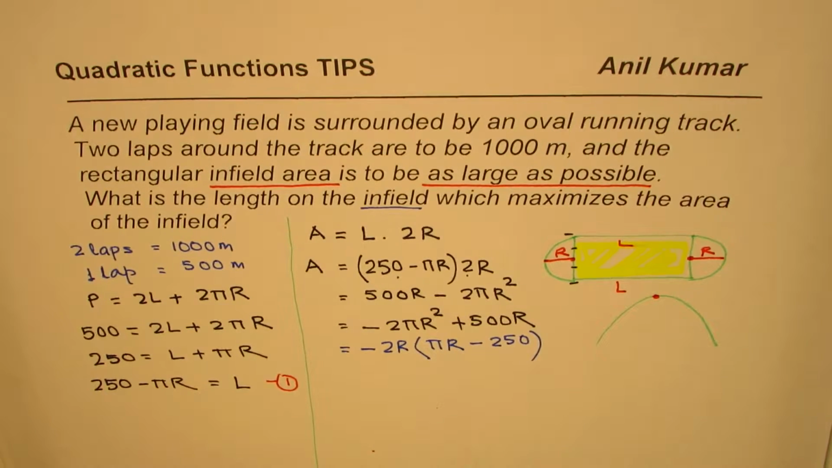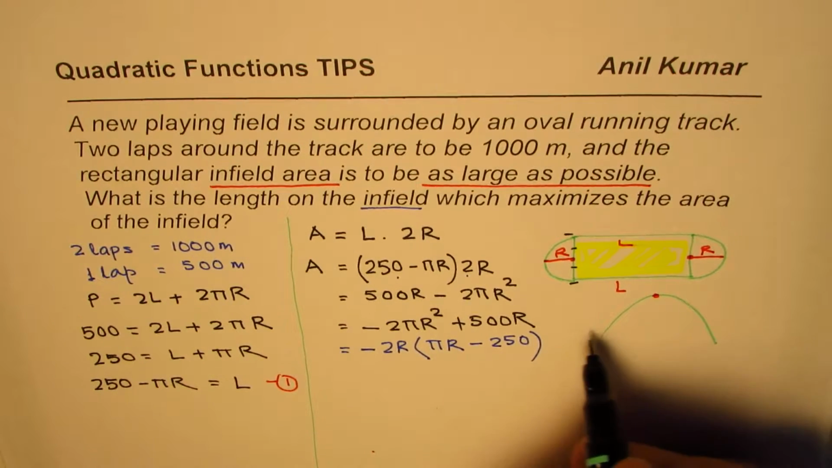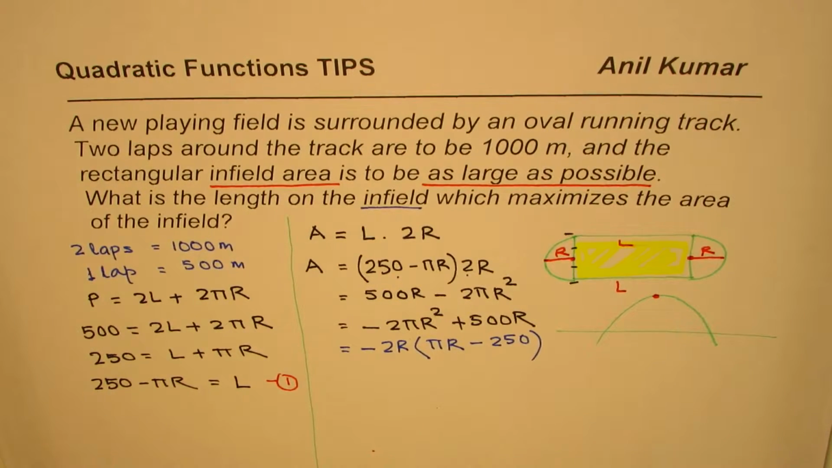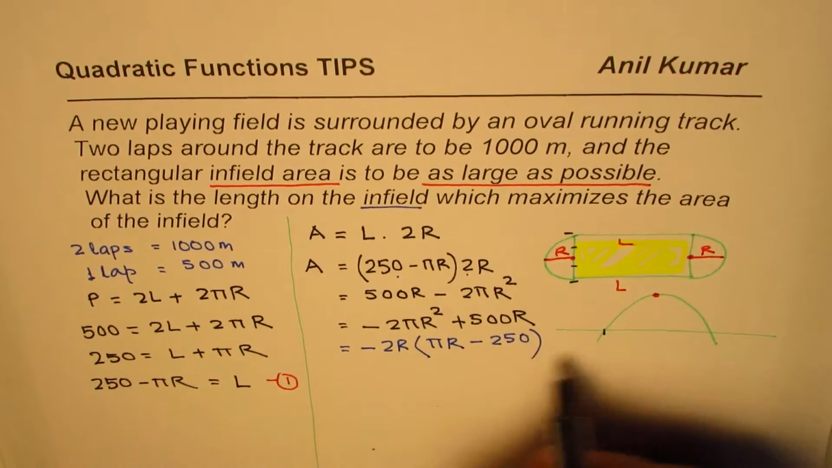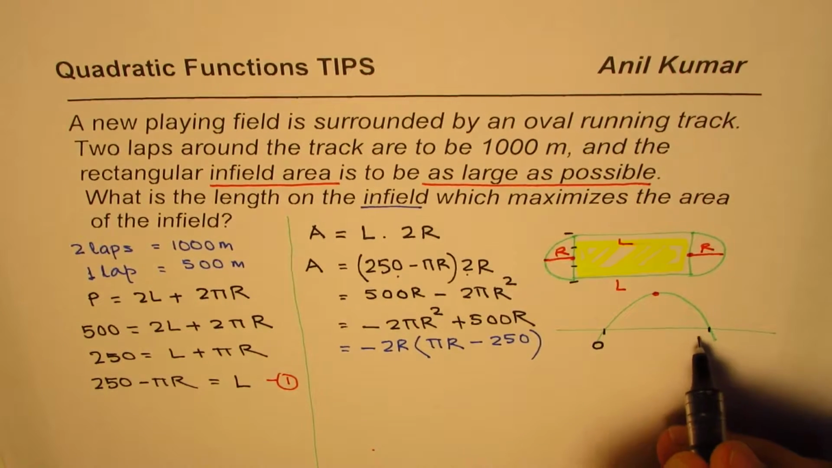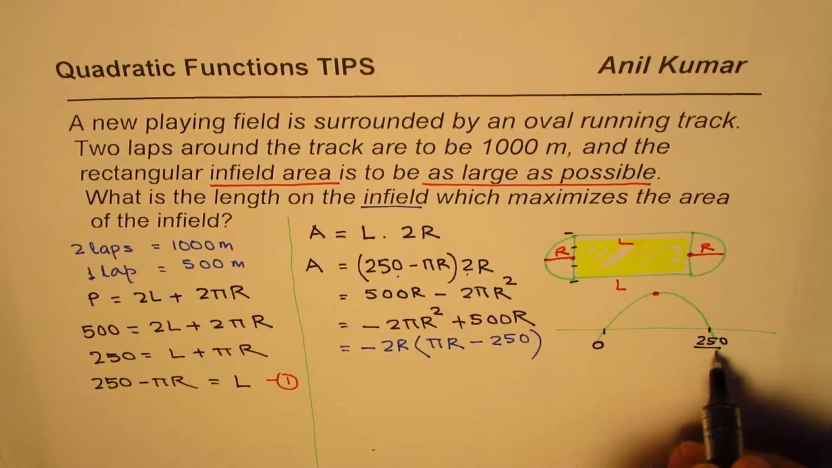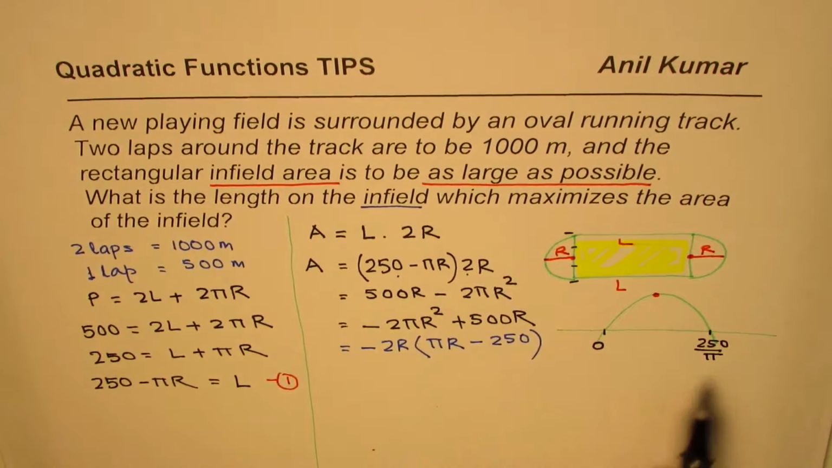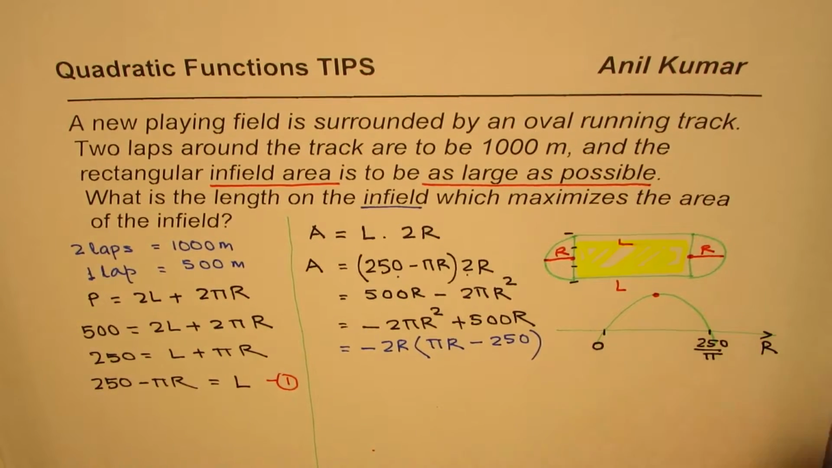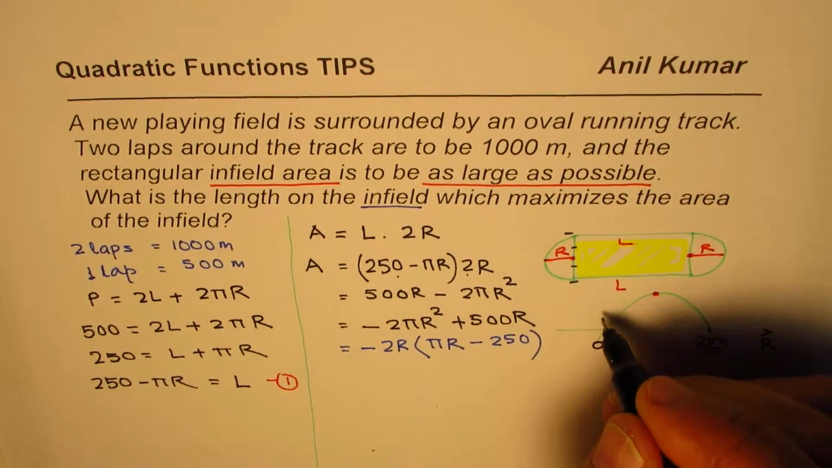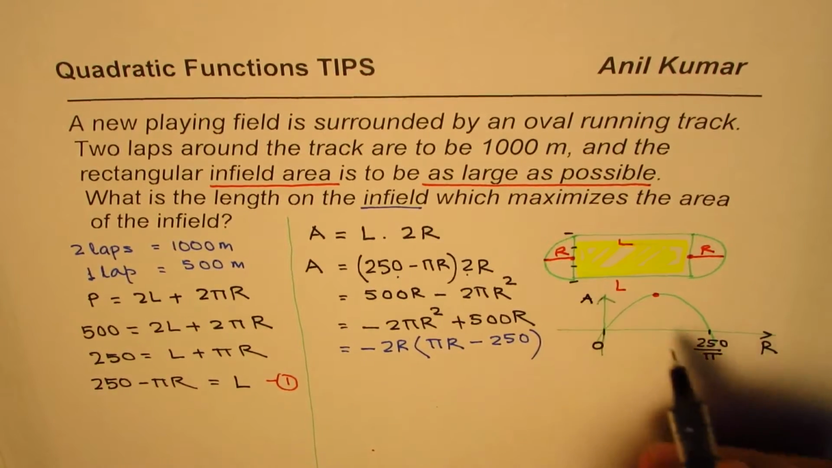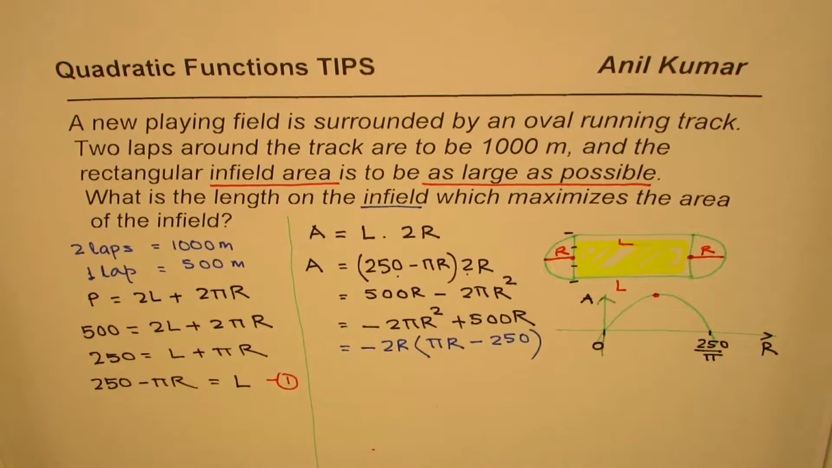That really means that this parabola will have two intercepts, right? These two intercepts are at r equals 0 and at r equals 250 divided by pi. Is it okay? So these are the two zeros, where this axis is in terms of r, and here we have the area. Okay, so this becomes the area. It's important to visualize what we are doing, correct?